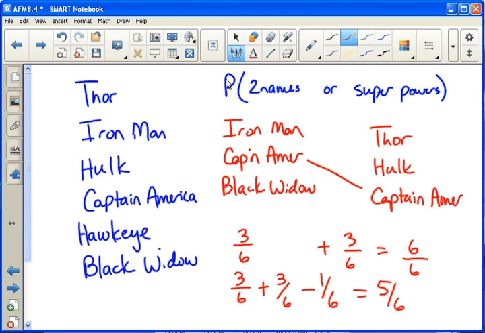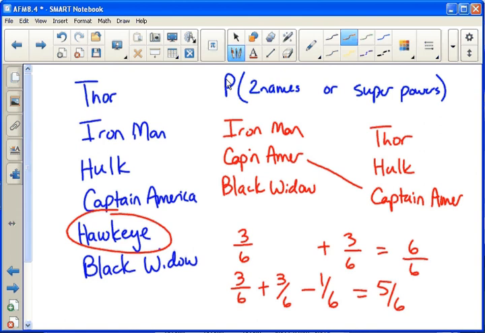And that makes sense because there's only 1 out of the 6 who doesn't either have a 2-word name or superpowers, and that's Hawkeye. All the others, if we randomly picked them, would either be someone with 2 names or who has superpowers.